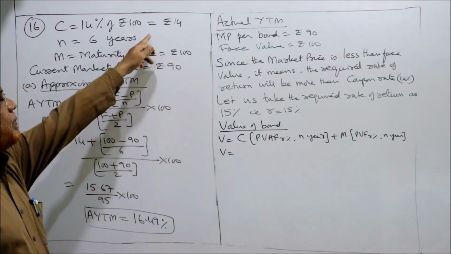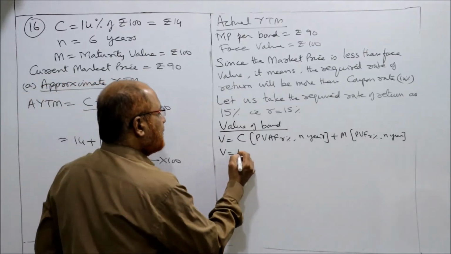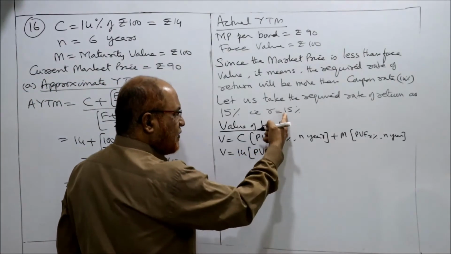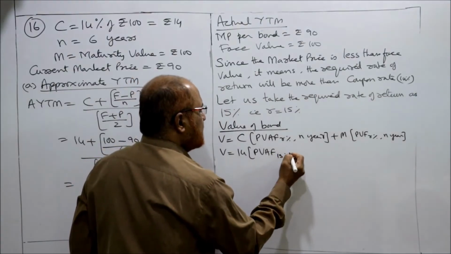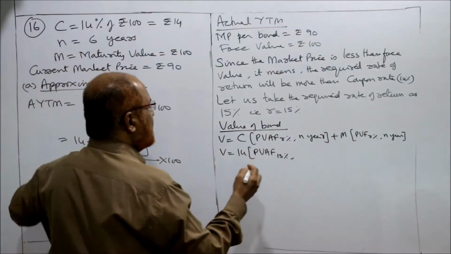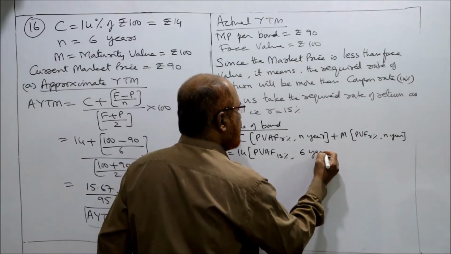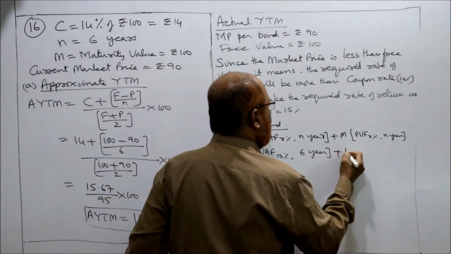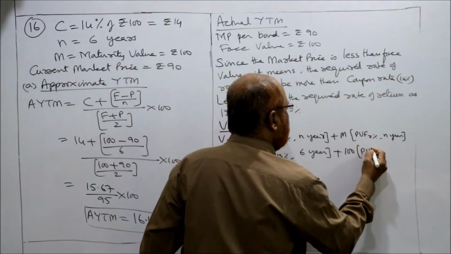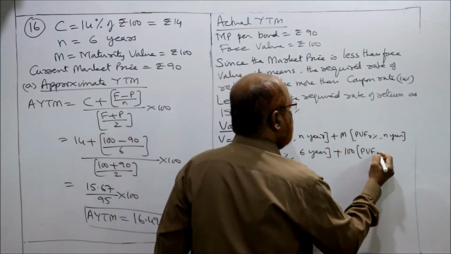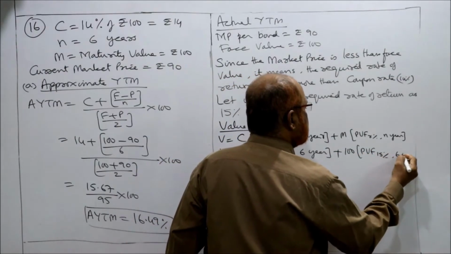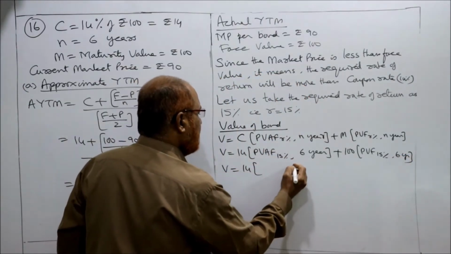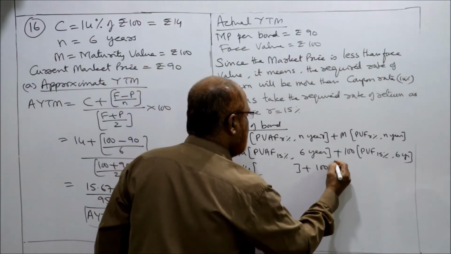See, what is the coupon interest here? 14. Then PVAF, required rate of return, we are assuming 15%. And N, what is the duration here? 6 years. Maturity value, the maturity value is given in the problem as 100 rupees. Then PVF 15%, 6 years. V is equal to 14 into plus 100 into.